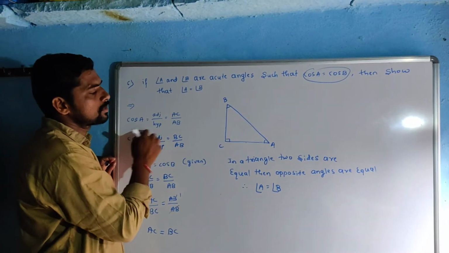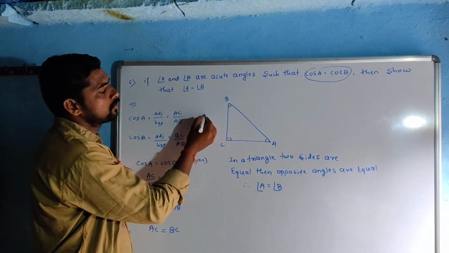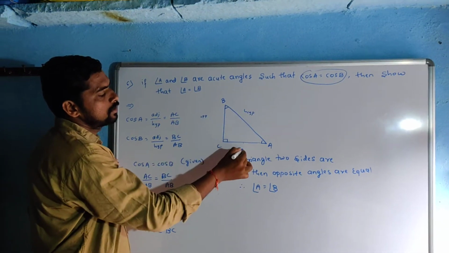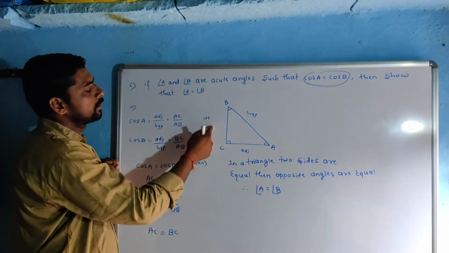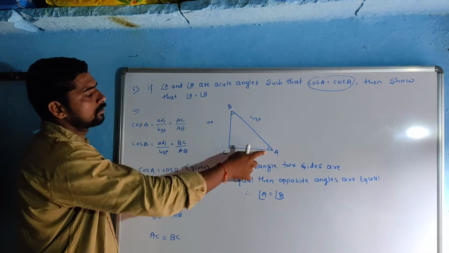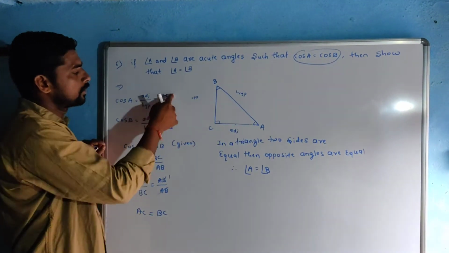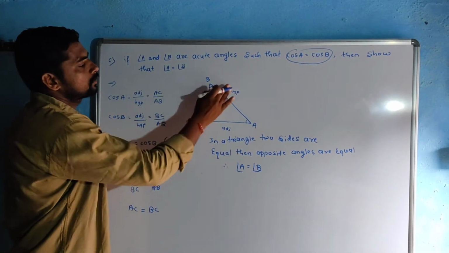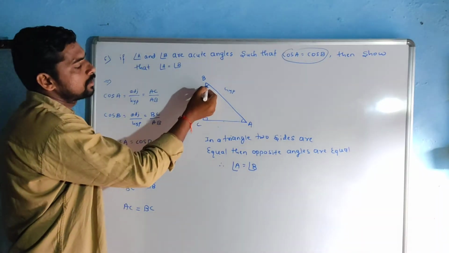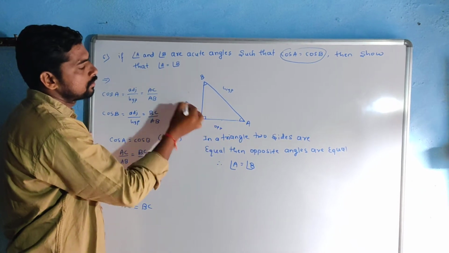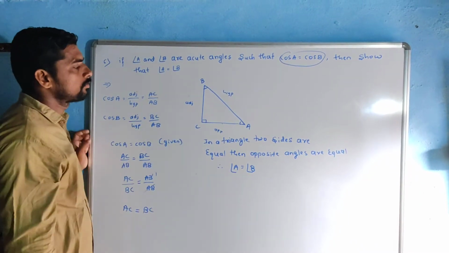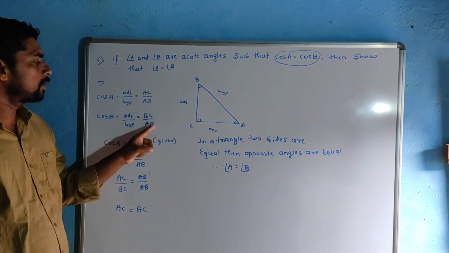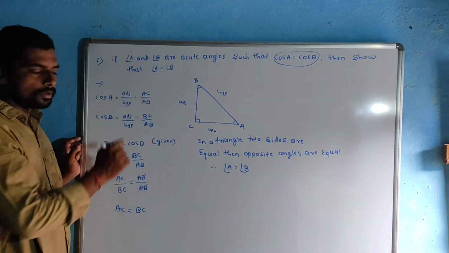First, cos A. See here, cos A. This is the opposite side. This is the hypotenuse. This is the adjacent side. Cos A means adjacent by hypotenuse. Therefore, AC by AB. Then cos B. See here, for angle B, this is the opposite side and this is the adjacent side. Therefore cos B is adjacent by hypotenuse, therefore BC by AB.